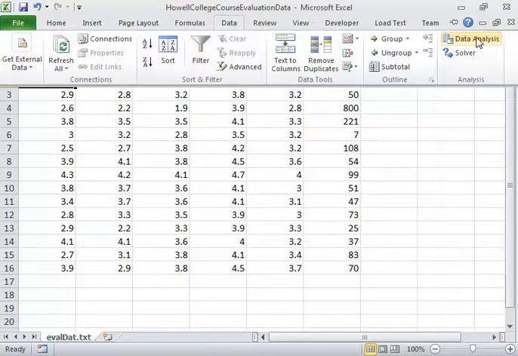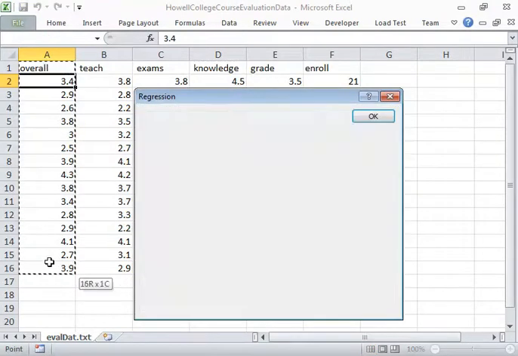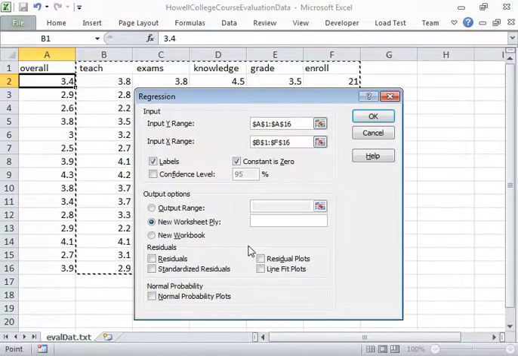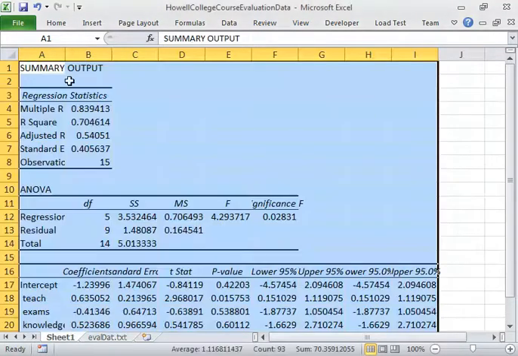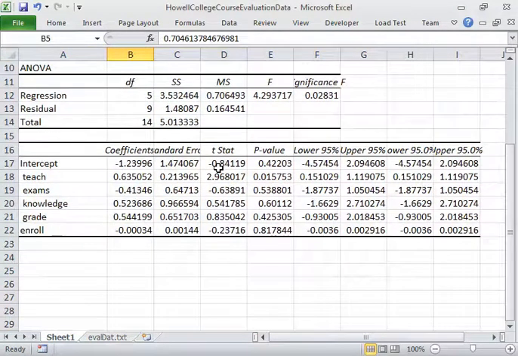So we're going to look at data analysis, regression. My y, what I don't know, is my overall, and my x is everything else. Okay? I'm going to leave my labels in there because I included the words at the top, and click OK. Our r squared is 70%. It's just on the line of what's acceptable.